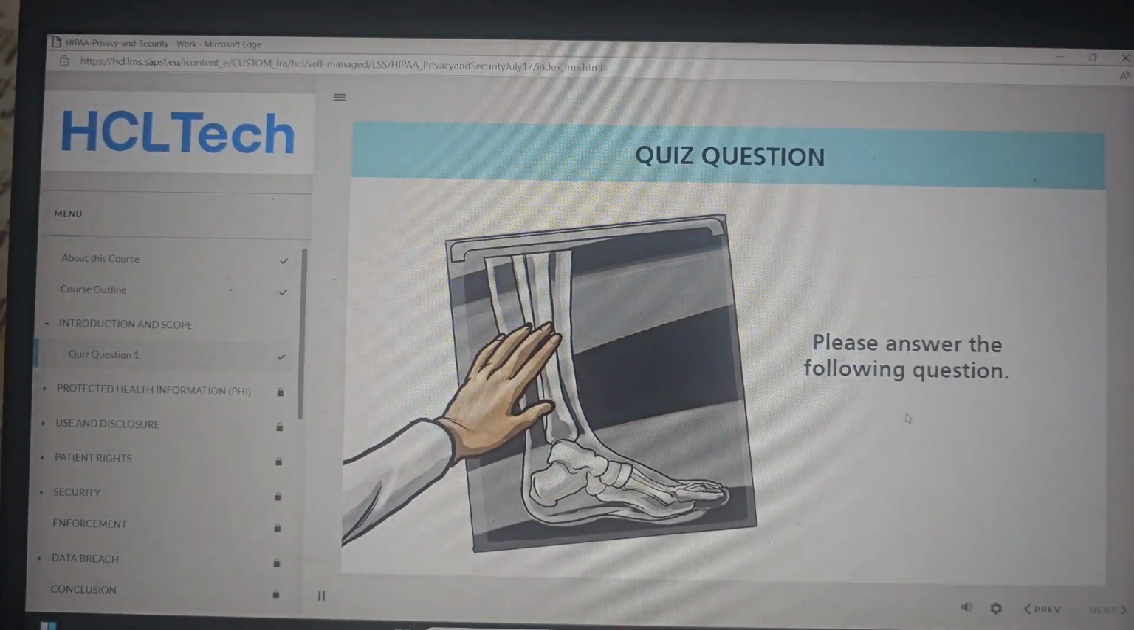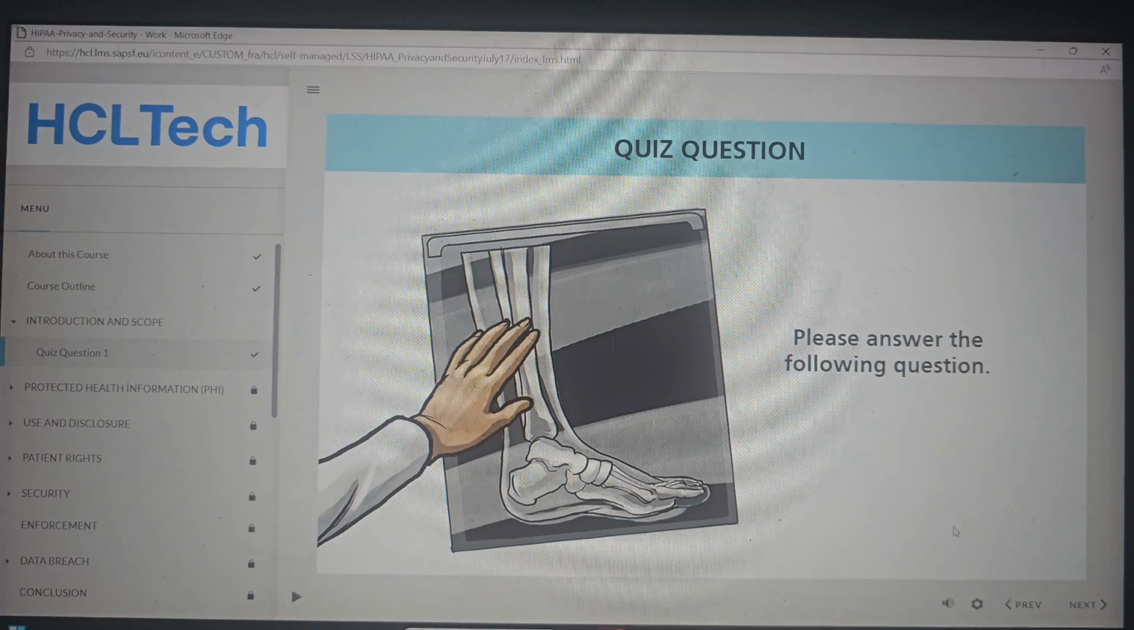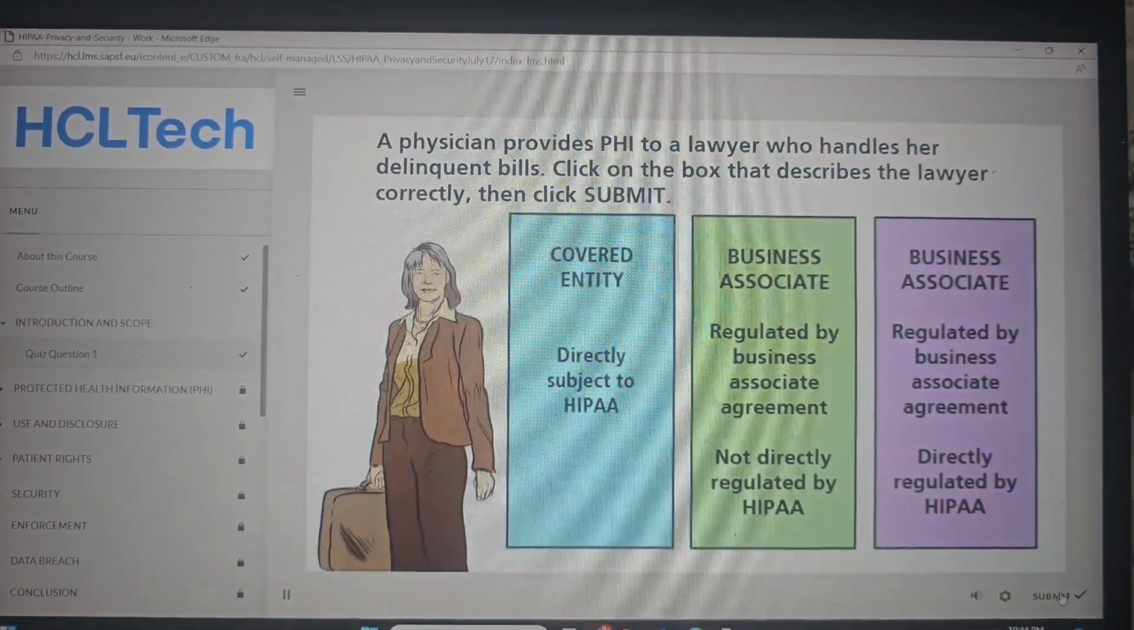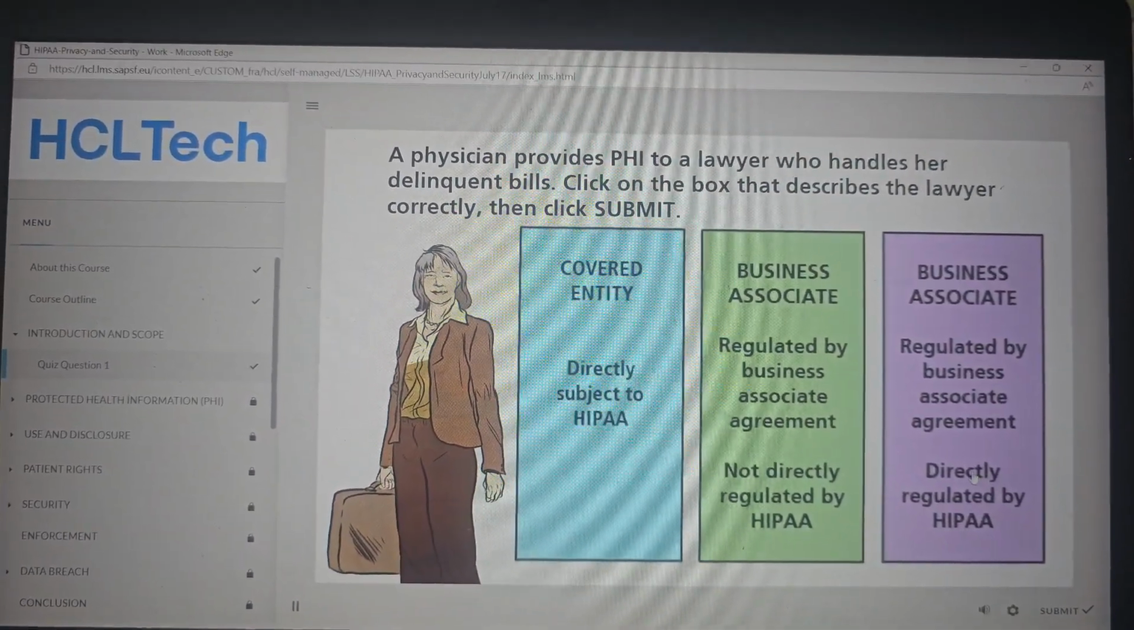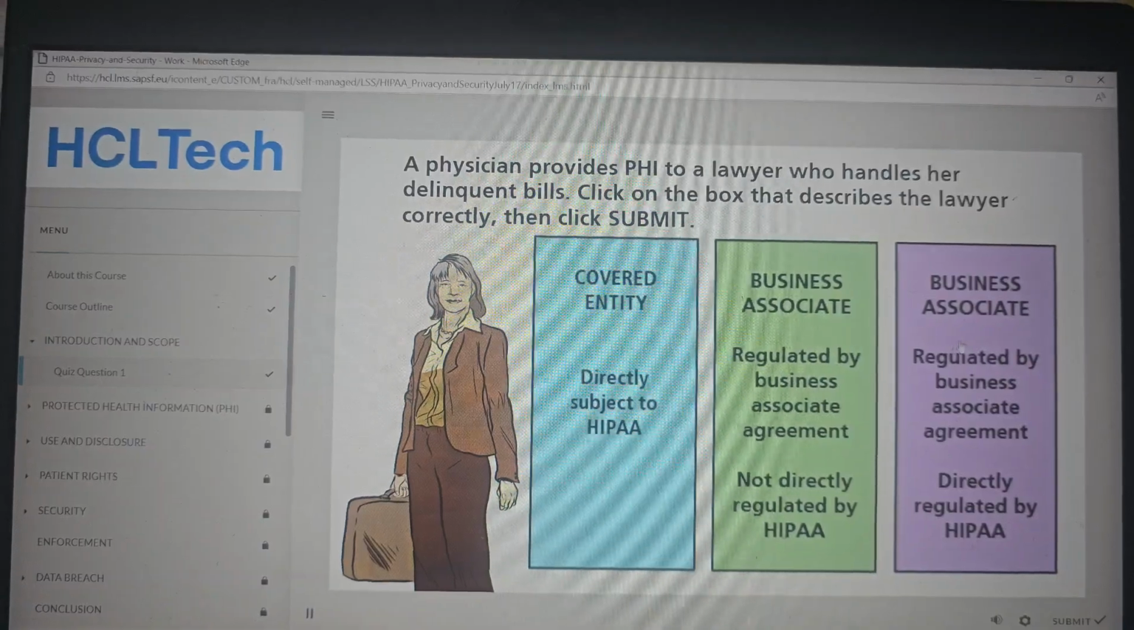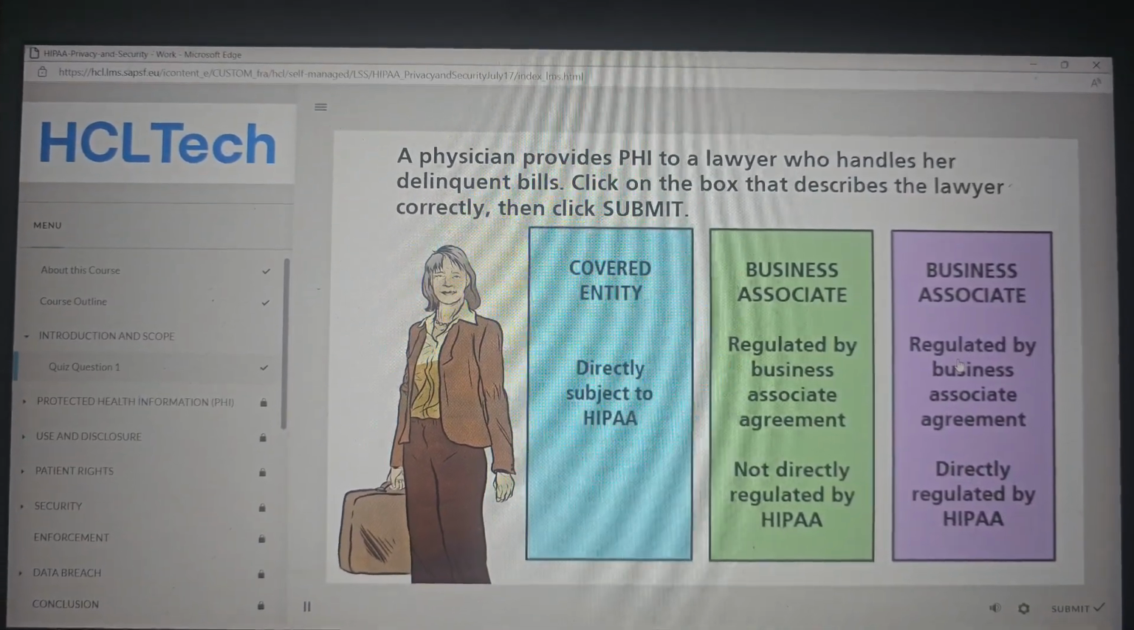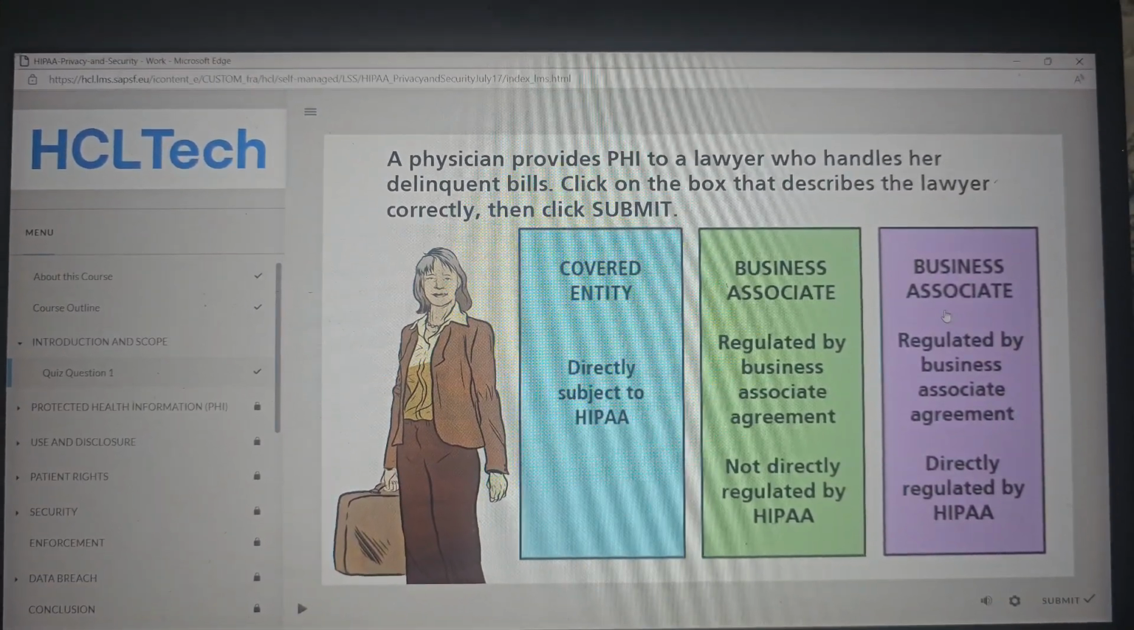Please answer the following question. A physician provides PHI to a lawyer who handles her delinquent bills. Click on the box that describes the lawyer correctly, then click Submit.